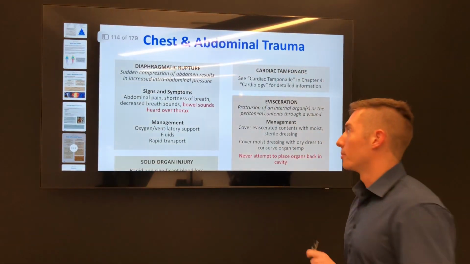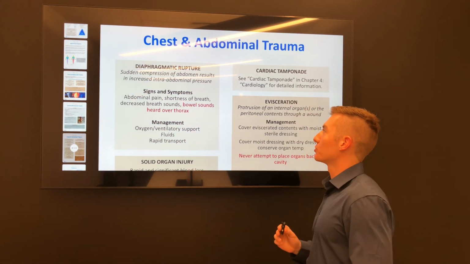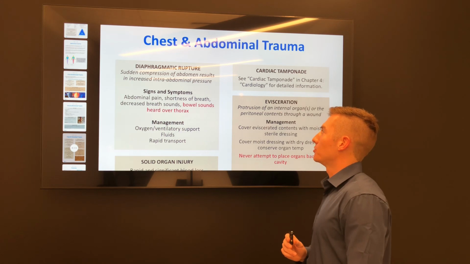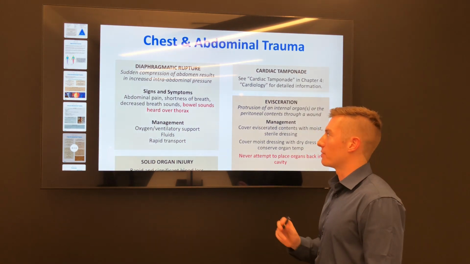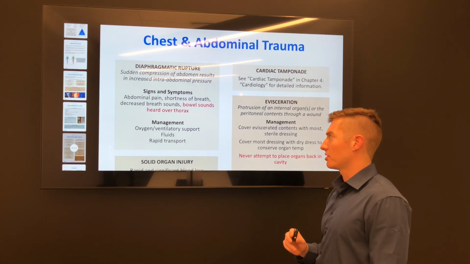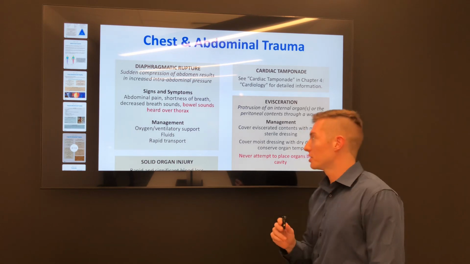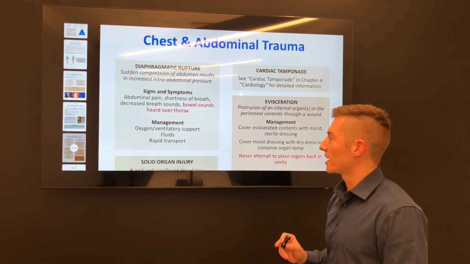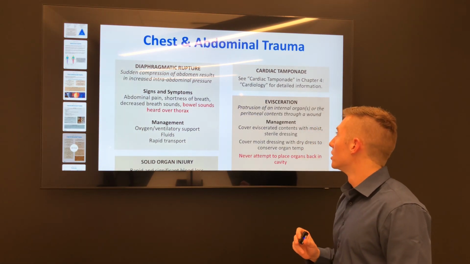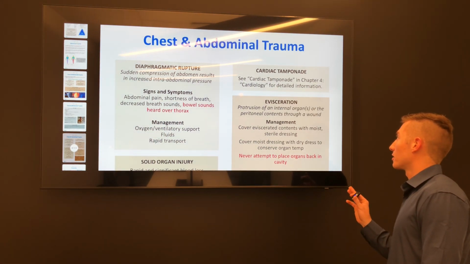Chest and abdominal trauma. So diaphragmatic rupture. Sudden compression of the abdomen results in increasing abdominal pressure. Signs and symptoms, we have abdominal pain, shortness of breath, decreased breath sounds, bowel sounds heard over the thorax. So management of this, we're going to have oxygen, ventilatory support, fluids, and rapid transport. With cardiac tamponade, we want to see cardiac tamponade in chapter 4, cardiology.